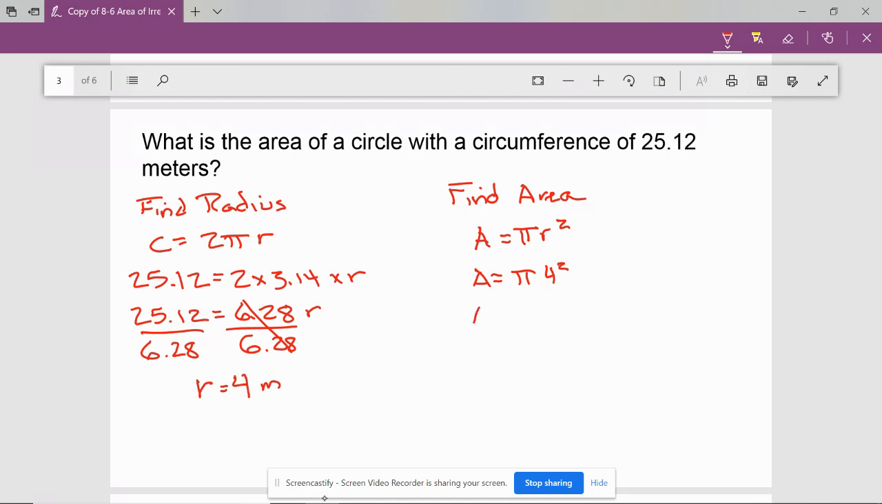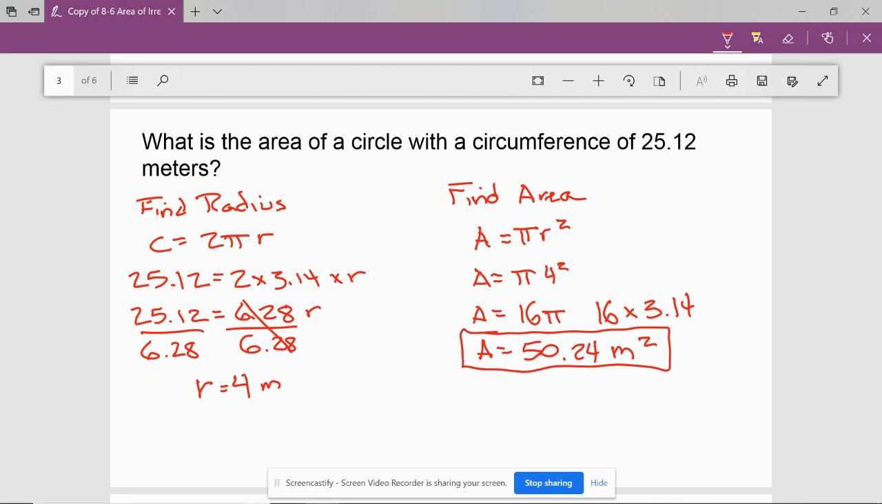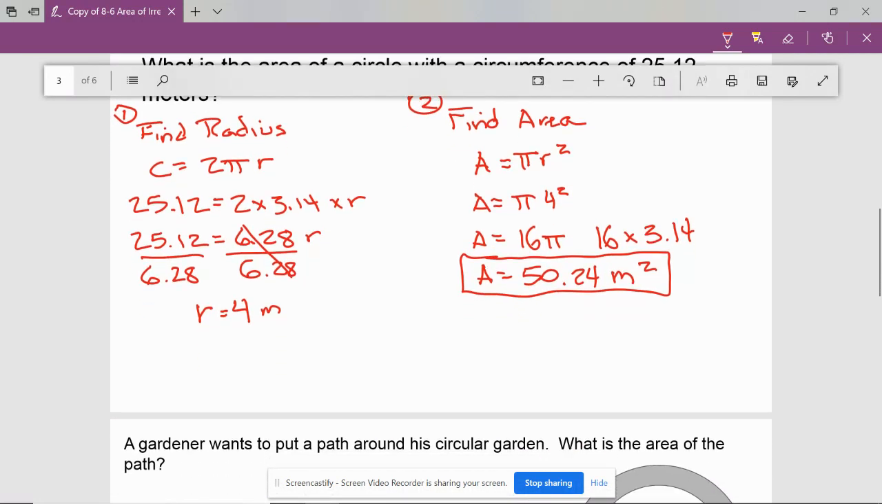What's 4 times 4? It's 16 pi, which is going to be 16 times 3.14. And what do we get? We get 50.24 meters squared. Remember, our area is going to be meters squared. Okay, so there's your answer. We got to make sure that we do this one and then this one when we do these problems. All right, so let's move on to the next one.